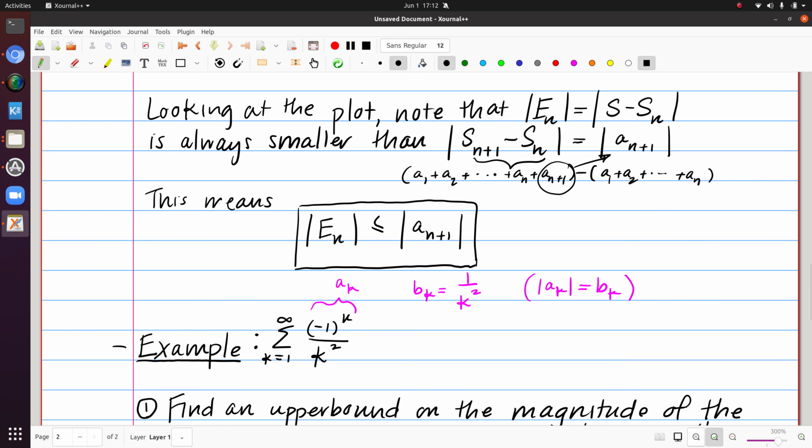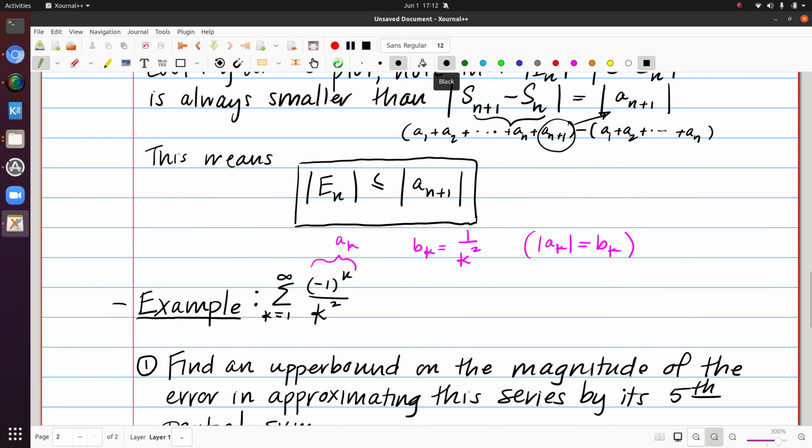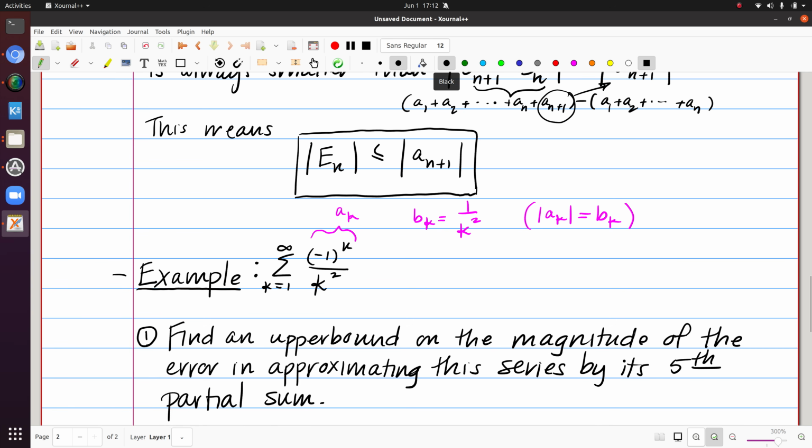So I almost find it easier to drop the b sub k and just think of absolute value in the context of using this error. So here, find an upper bound on the magnitude of the error in approximating this series by its fifth partial sum. I'm going to emphasize magnitude here. When we see that, we're saying that we don't have to worry about whether that error is positive or negative. Later, we'll talk about how we could adjust this or use this to then determine a sign for the error in addition to that magnitude. But here, we're just looking at the size.